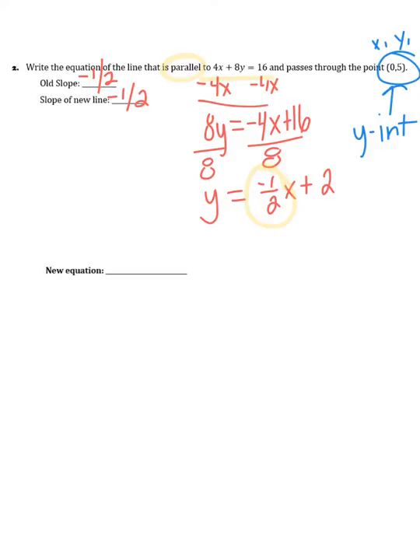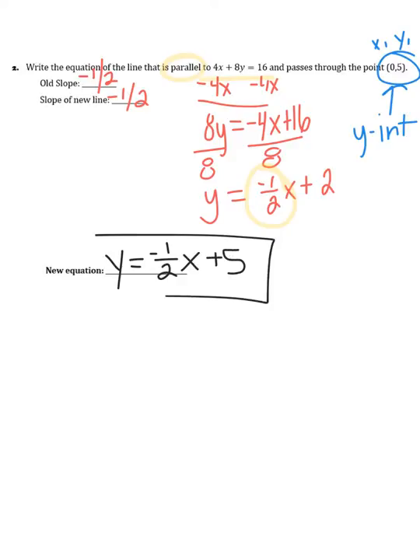So let's put that together. I'm going to go straight to slope-intercept form where I need negative 1/2 x and plus 5 for that y-intercept. There you go.